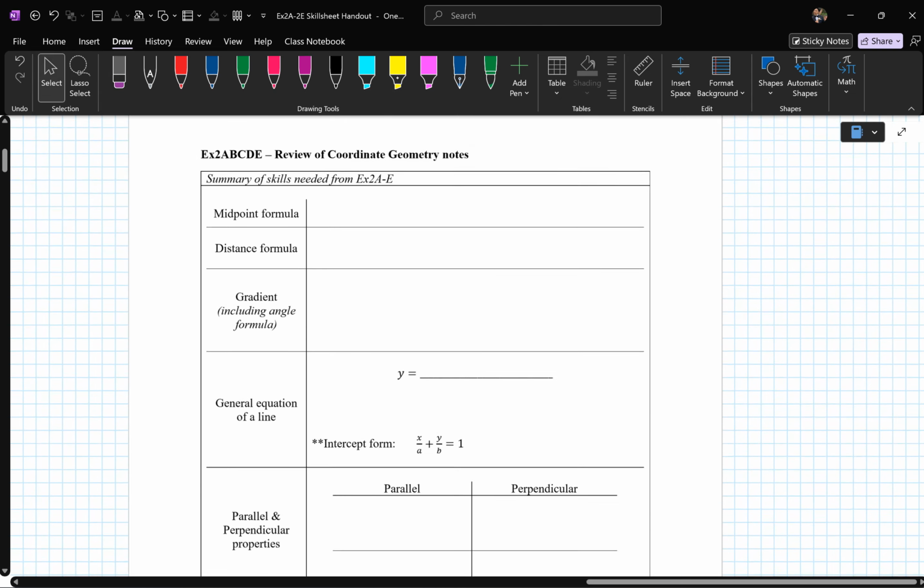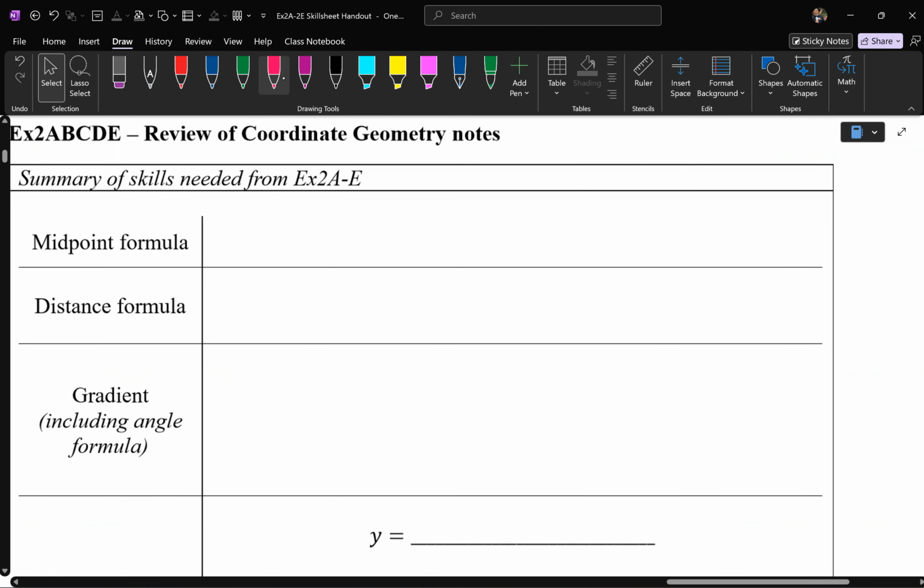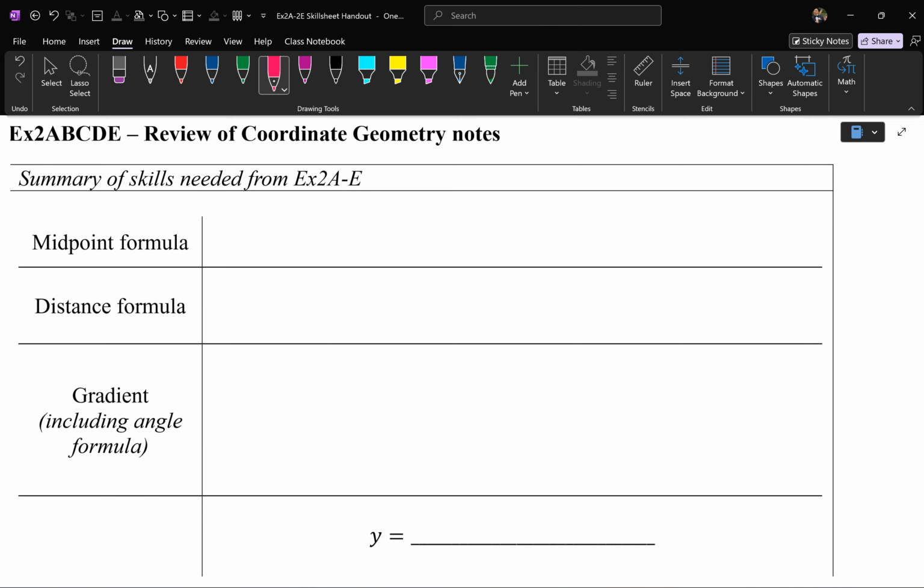Let's do a recap. So the first box here, let's recap. Hands up if you remember what the midpoint formula is. What's the midpoint formula again? You got 2 points. How do you find the midpoint? Anyone know? Hands up. All right, good. Let's copy this.